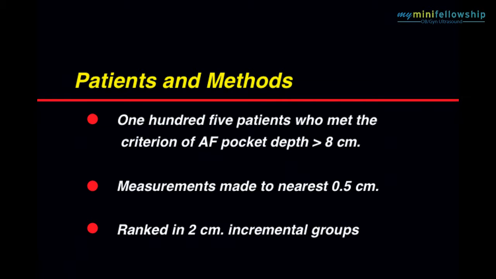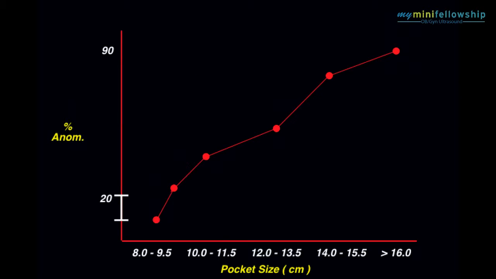We looked at 105 fetuses who met the criterion of an amniotic fluid pocket greater than 8 centimeters, and visually all cases also met my criteria for polyhydramnios. We measured the deepest vertical pocket to the nearest half centimeter, and then we ranked them in 2 centimeter incremental groups. And here was the result. We're looking at pocket sizes starting at 8 centimeters and going up to over 16 centimeters, greater than 16 centimeters.